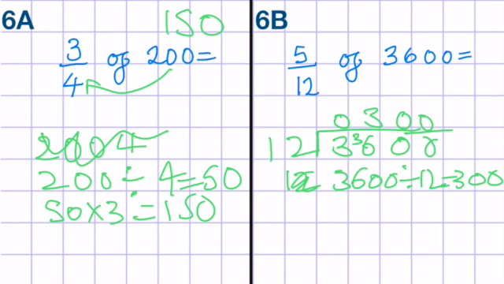And then if you times that by 5, you get 1,500. So for a fraction of an amount, divide by the denominator, get your answer, and then times by the numerator.